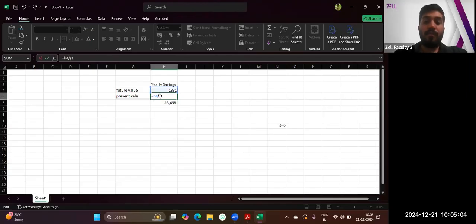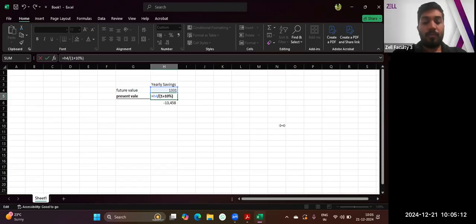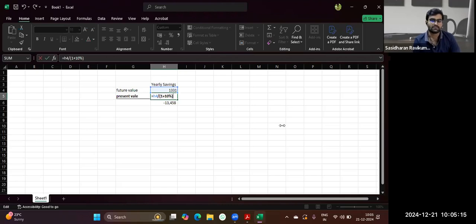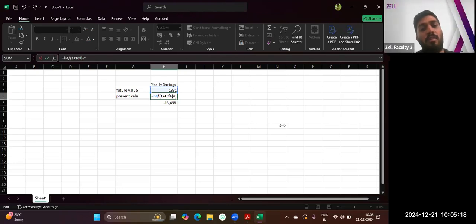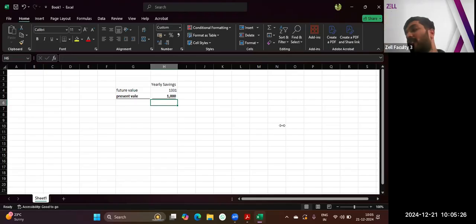That means cash flows divided by 1 plus, what is the percentage you told me? 10%. Power n, power 3. Why am I doing 3? Three years down the line. That means the value of 1,331 rupees that I'm going to get in 3 years, the value of that today is how much? 1,000 rupees today. Clear?